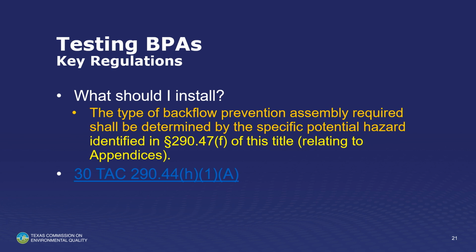And see, the type of backflow prevention assembly required shall be determined by the specific potential hazard identified. And there's some 290 rules on that, in the appendix. And TCEQ has a lot of stuff on what's hazards. And, you know, guys, a lot of stuff is common sense, too. If you got some really bad stuff out there, you know you need to put an RPZ on it.